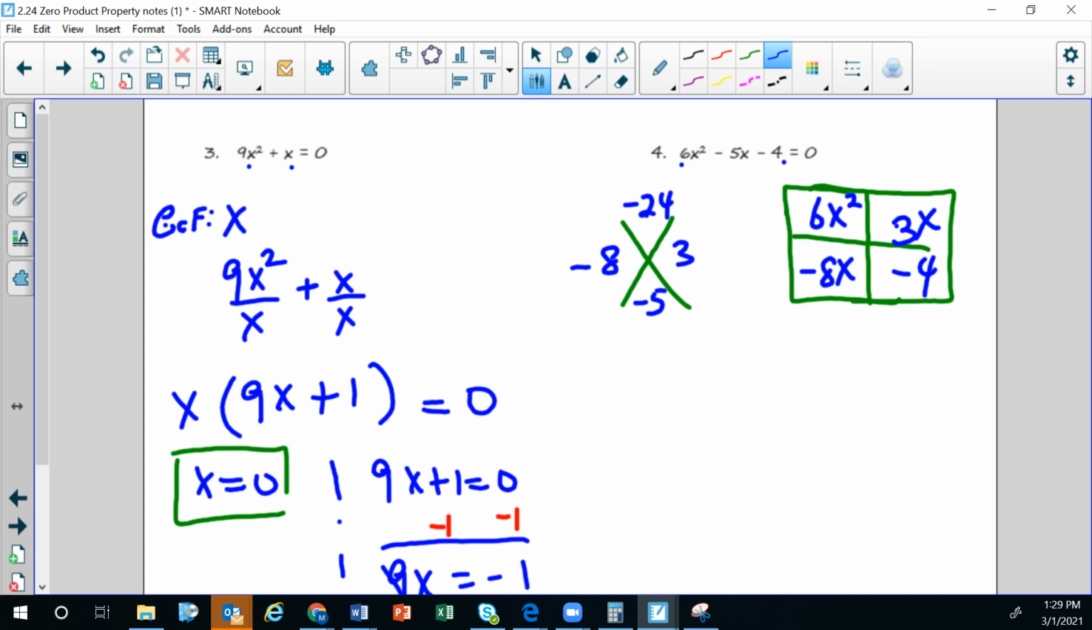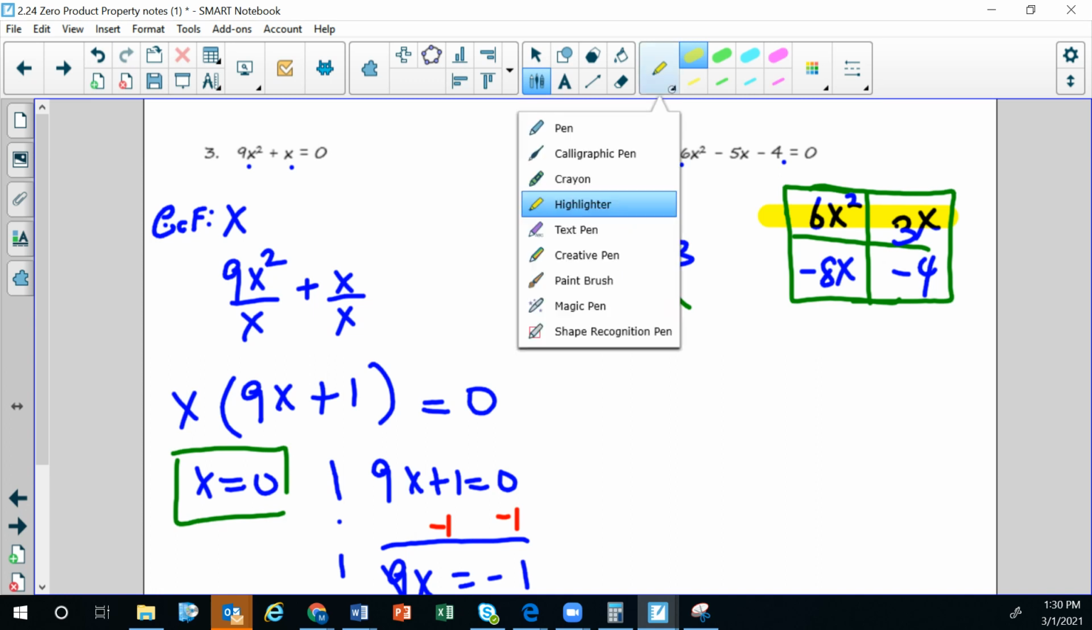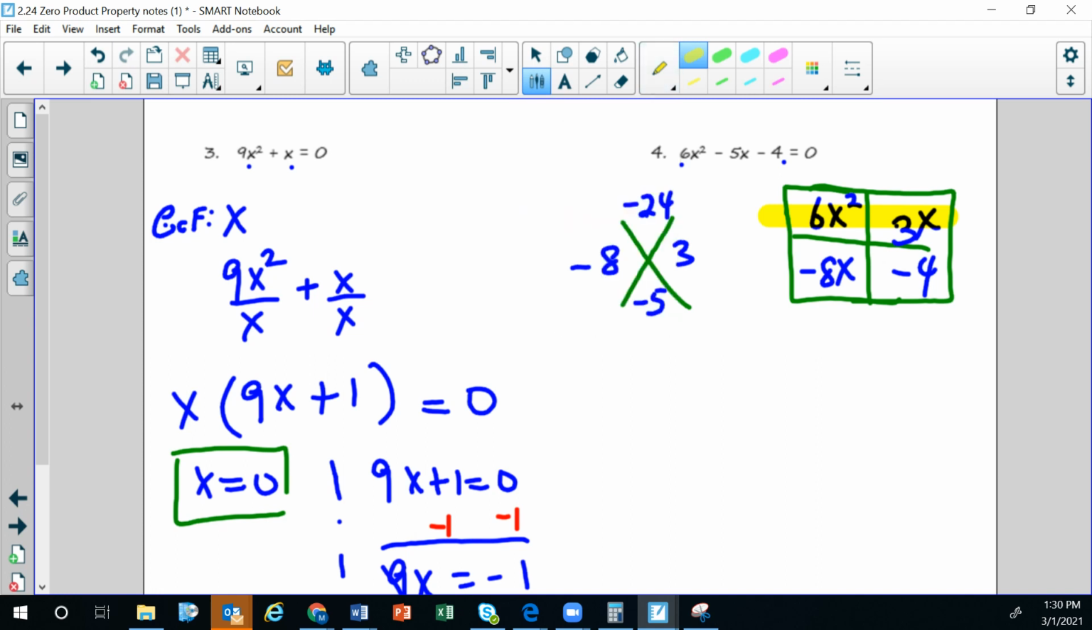And so, for the first row, my GCF is going to be, well, let's look at it. By now, you're pretty good at this. The highest common factor between 6 and 3 is 3. And the highest common factor between x squared and x is x.